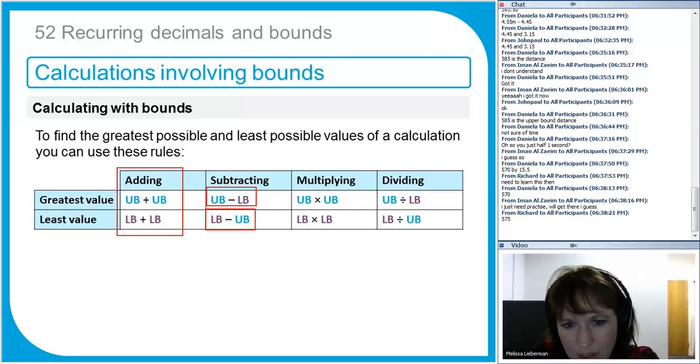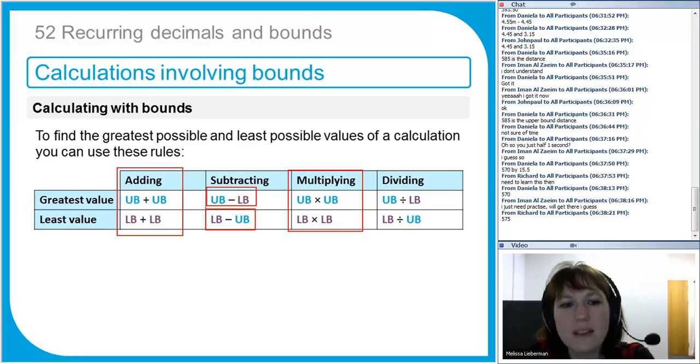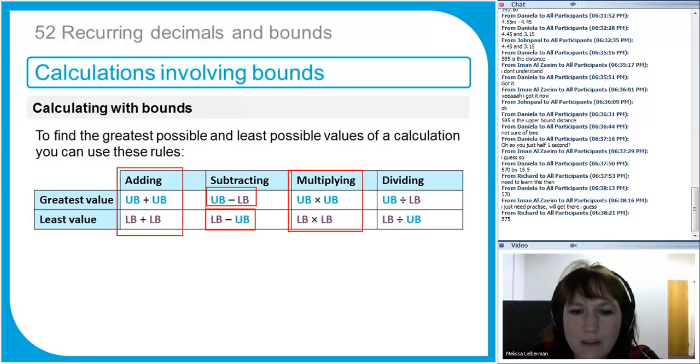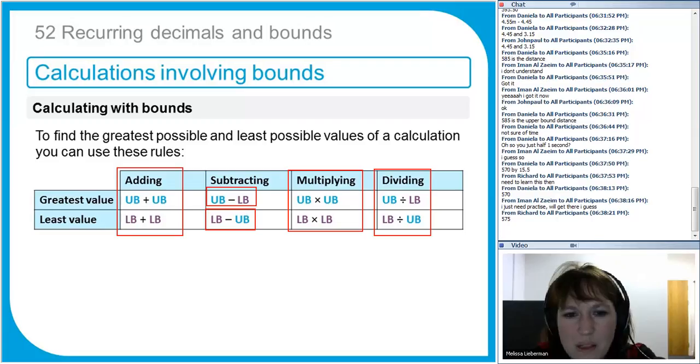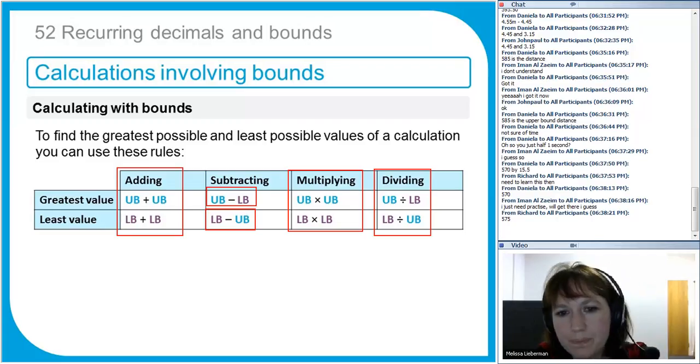Multiplying, quite straightforward, it works just like adding. To find the greatest value, you just multiply the upper bounds of the 2 measurements. To find the least value, the lower bounds of the 2 measurements. And dividing similarly to subtracting works the other way around. So the biggest possible value divided by the lowest possible value. But rather than memorizing this, just be aware that you need to be careful when you're subtracting and dividing and think of it closely in the context of the problem.